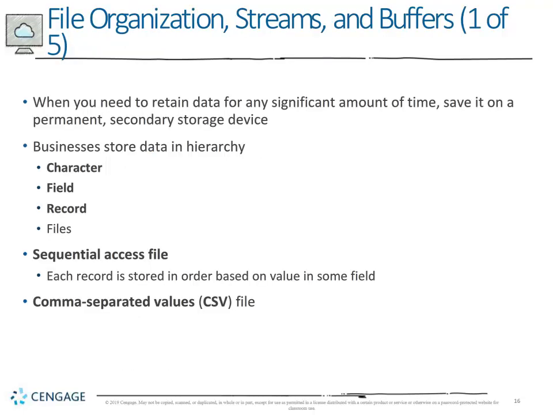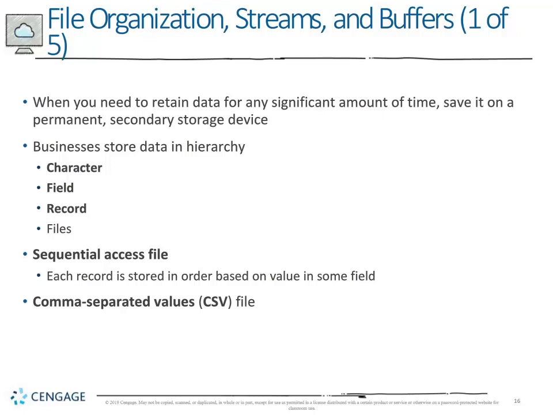When you need to retain data for any significant amount of time, you must save the data on a permanent secondary storage device such as a disk. A character can be any letter, number, or other special symbol. When businesses use data, they group characters into fields. A field is a group of characters that has some meaning. Fields are grouped together to form records. A record is a collection of fields that contain data about an entity.